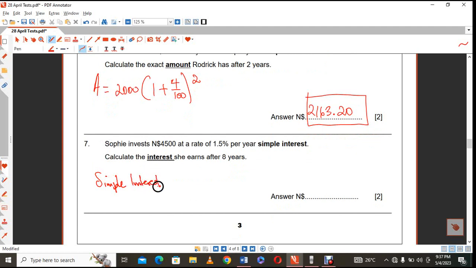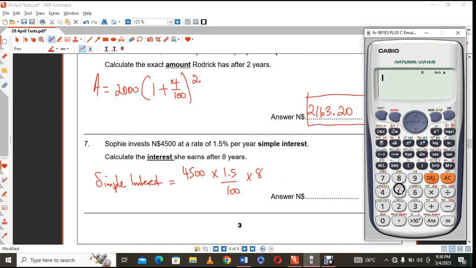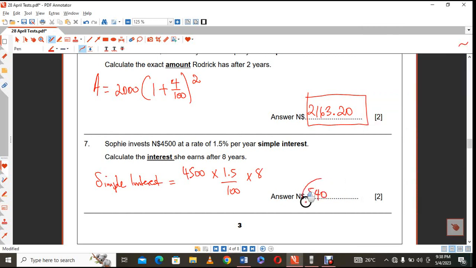And the formula is you take that 4,500, you multiply it by the percentage, which is the rate, and then by the number of years. So straight up multiplication should not give you much of a problem. So you say 4,500 times 1.5%. Now then you multiply that by 8, well, you get 540. So 540 is the interest, because the question is asking for interest.